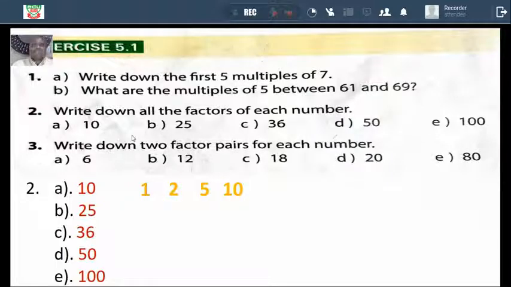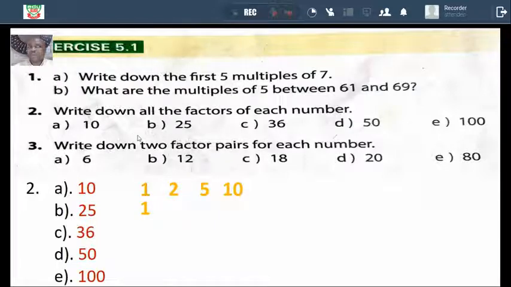What are the factors of 25? We start with 1 again. 25 divided by 1 is equal to 25. So when you divide 25 by 1, we get exactly 25, which means 1 is a factor of 25 because it divides exactly into 25. So 1 is there.